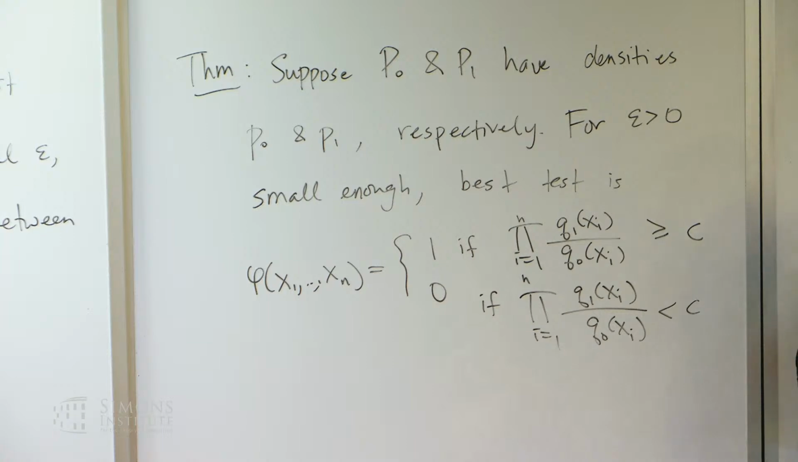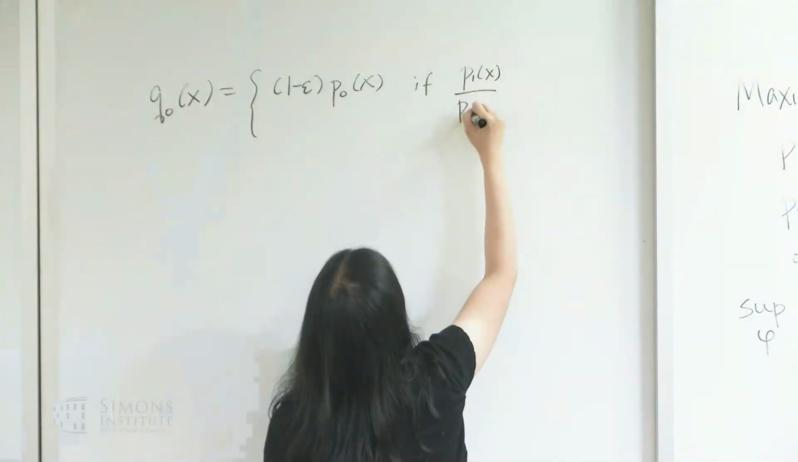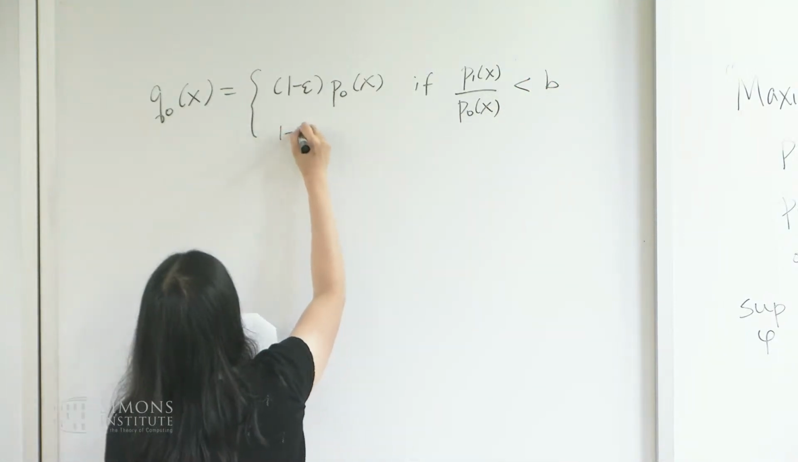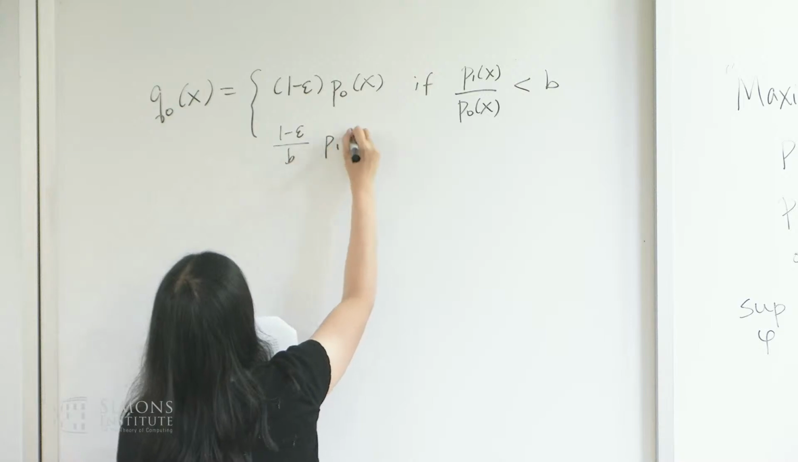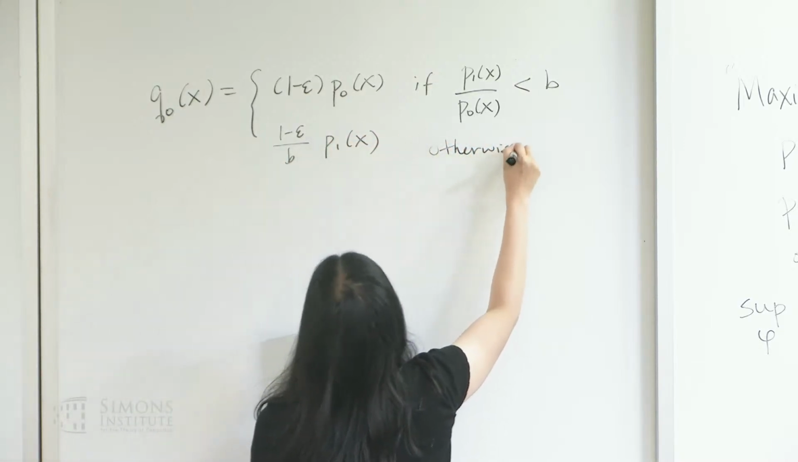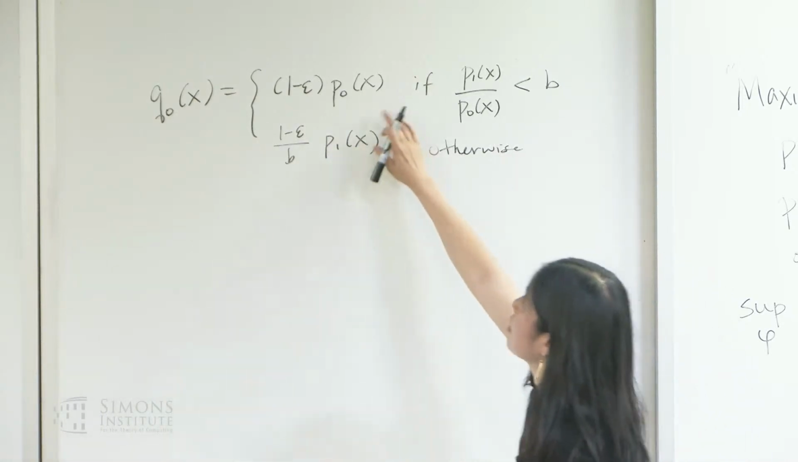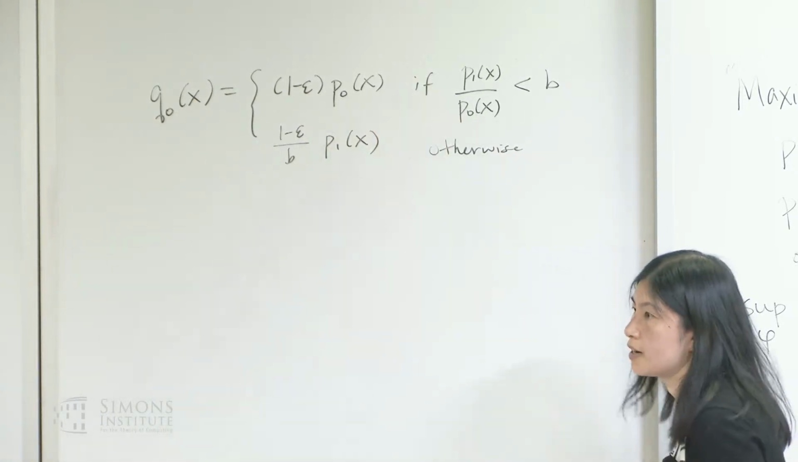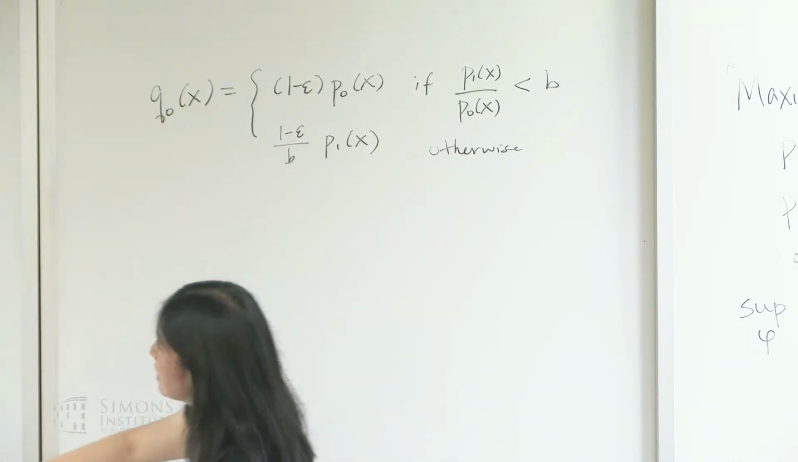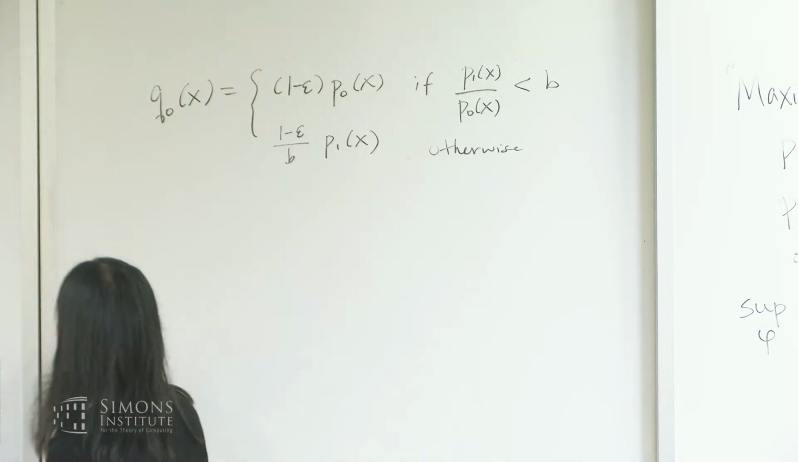So there's Q naught of x is equal to (1 minus epsilon) P naught of x if P1 of x over P naught of x is less than some threshold, and otherwise it's (1 minus epsilon) over b P1 of x. And similarly for Q1. So you see that they just depend on what P1 and P0 are and epsilon. But the point is, there's a constructive way to write down what Q is. And this leads to a particularly nice version of the test.